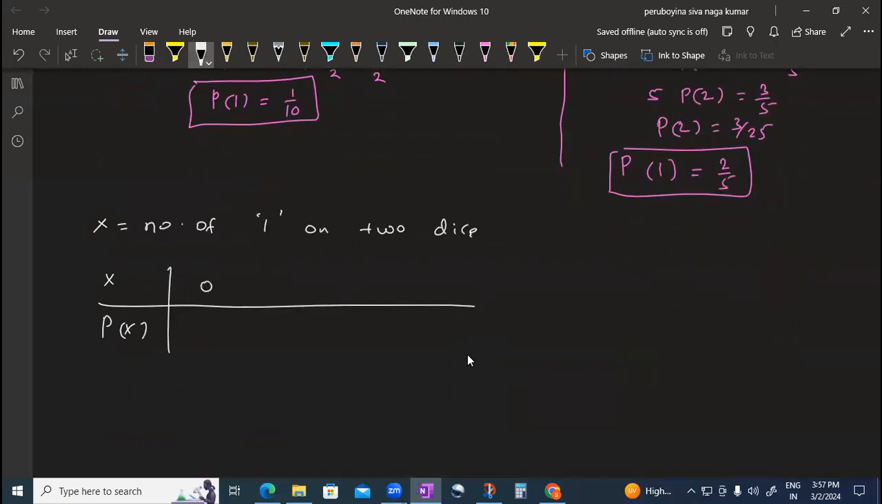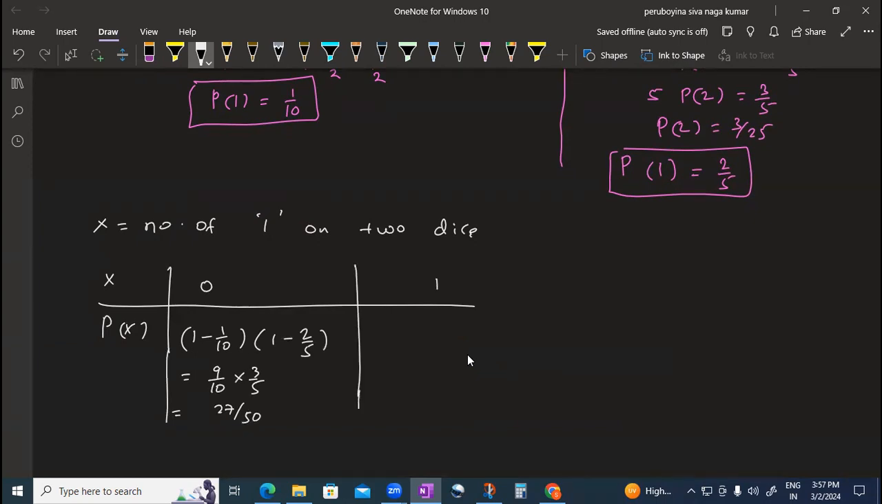First, we will write 0 ones. 0 ones means no ones. No ones means the first die is not showing 1, and the second die is also not showing 1. So how much is this? 9 by 10 multiplied by 3 by 5. So 27 out of 50.